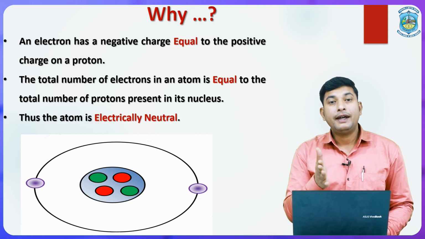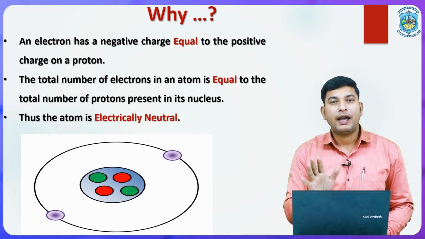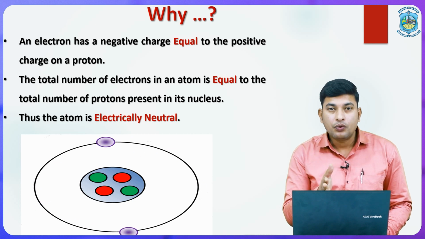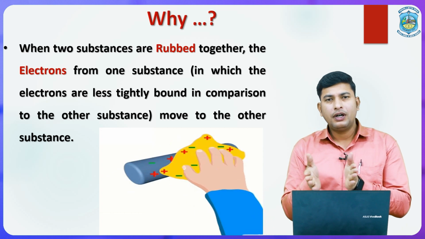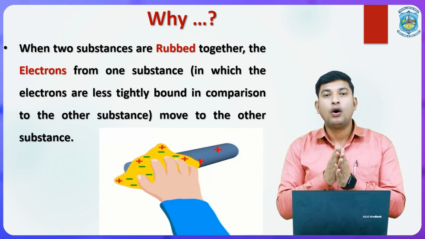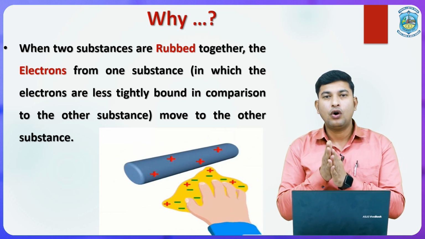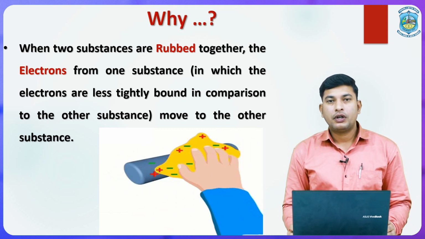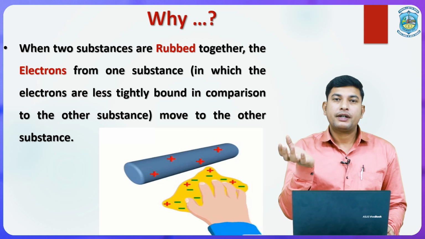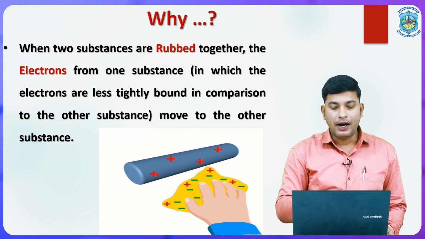So, there is not any specific charge on any material naturally. Once we rub two objects, like I am rubbing both my hands, because of this rubbing, the electrons from one object transfer to another object. And why is it happening?